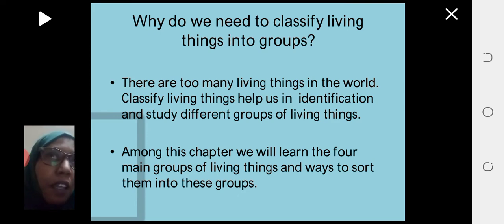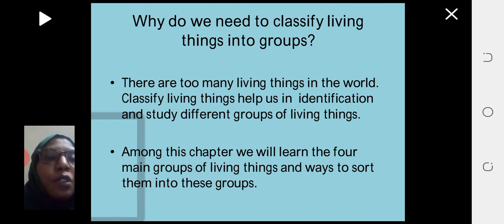A different group means they have different features. That means when I find many living things belonging to one group, logically I can say that they have the same or most of the features. So classification makes it easier for us to study and identify the different groups of living things.